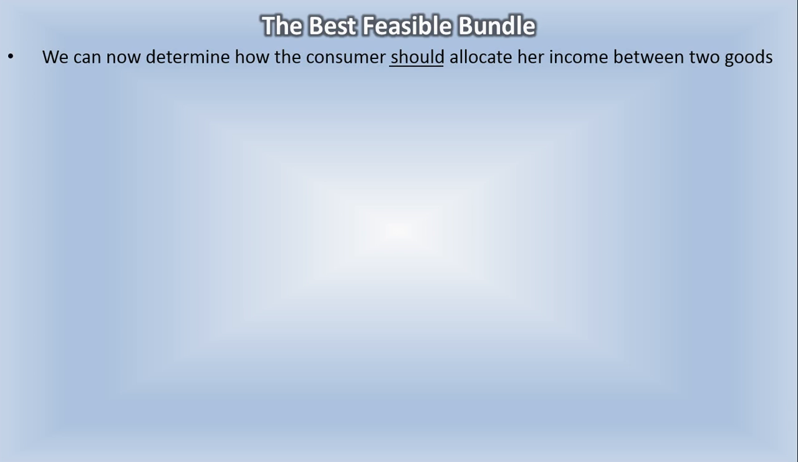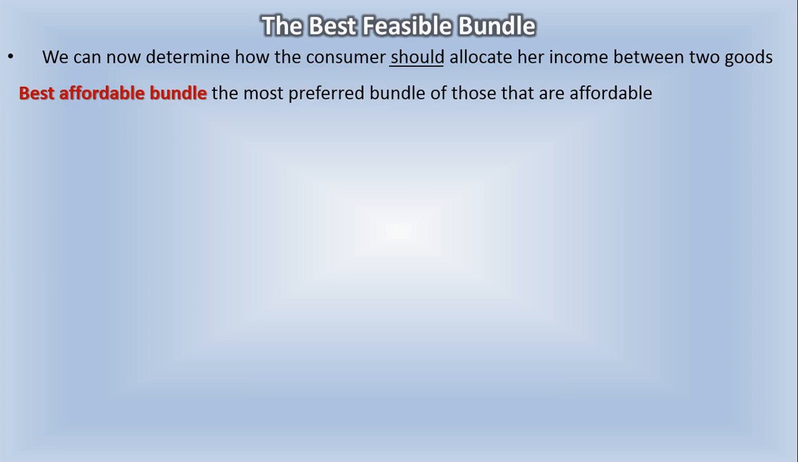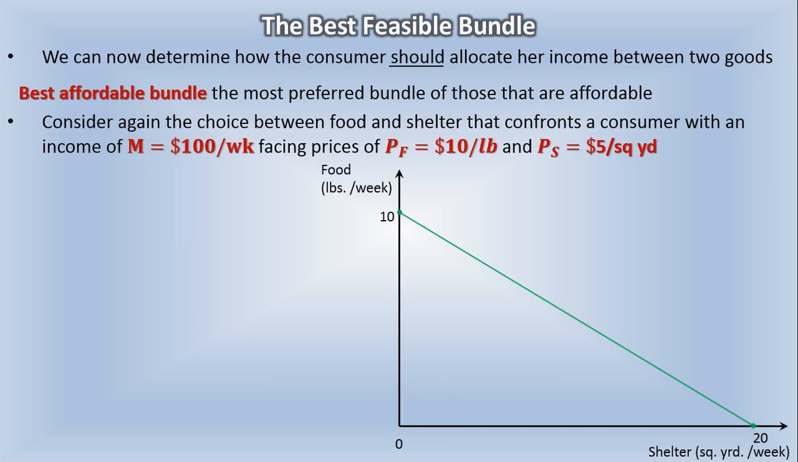All right, we can now determine how the consumer should allocate her income between two goods. So there's going to be a way for her to use her income that's going to make her the happiest. And therefore, she should choose that, given what we've established about the nature of her preferences and the budget constraint. So the bundle that she prefers will be the best affordable bundle, the most preferred bundle of those that are affordable. So again, they will fall within the feasible set, the affordable set.